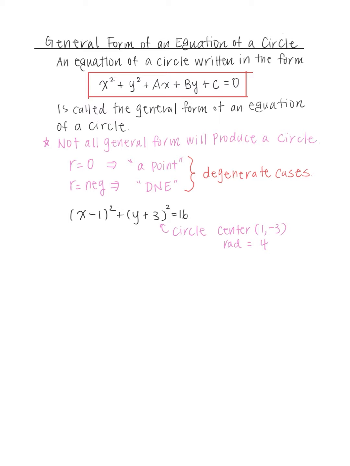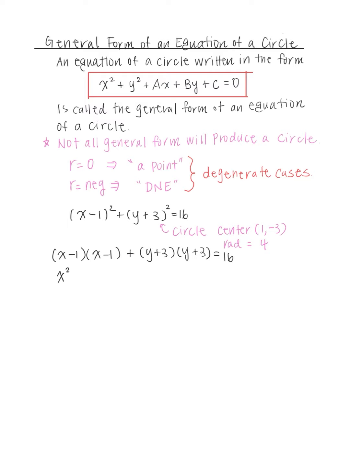Now, let me multiply this out and see what we get. So here, (x minus 1) squared means x minus 1, and then multiply by another x minus 1. So be careful right here. This does not equal x squared minus 1 squared. Okay, so be careful. We're going to have to FOIL it. And then here, your (y plus 3) squared can be written as (y plus 3)(y plus 3) equals 16. So now we're about to FOIL this.